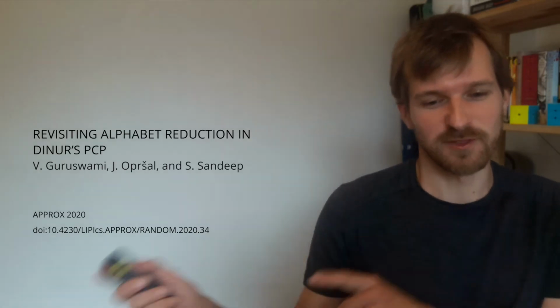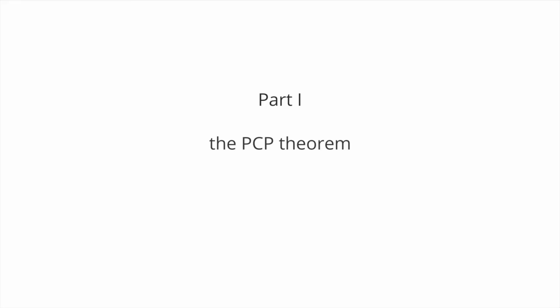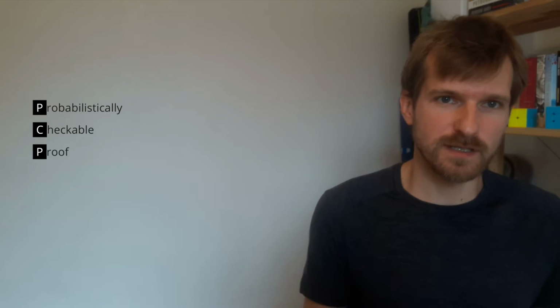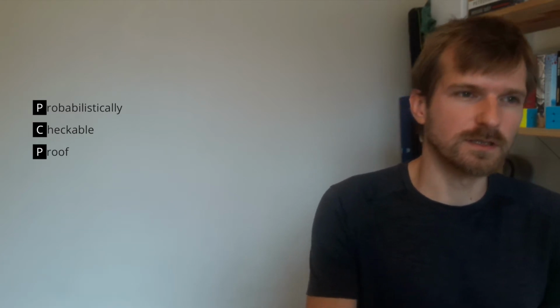So the paper is about alphabet reduction in Dinur's proof of the PCP theorem. I will very slowly explain what either of those terms mean, starting with the PCP theorem. The PCP in the PCP theorem stands for probabilistically checkable proofs. It refers to the original phrasing of the theorem, which is an alternative characterization of the class NP.